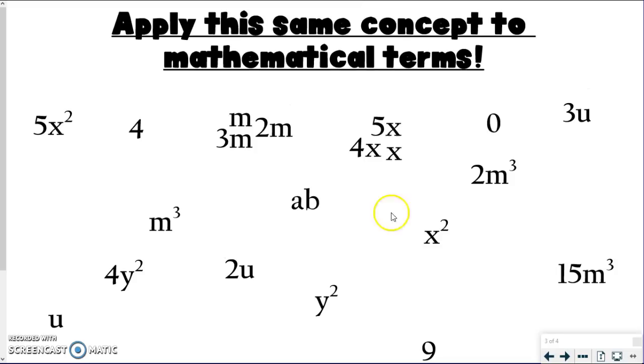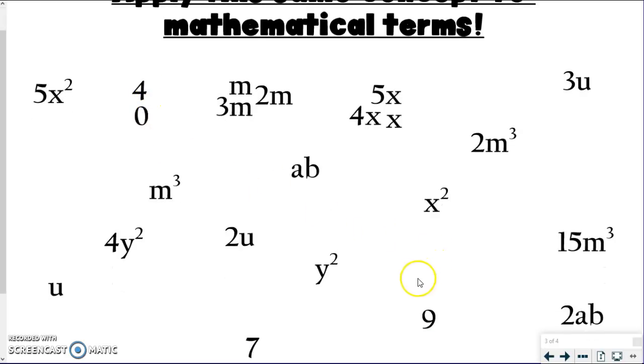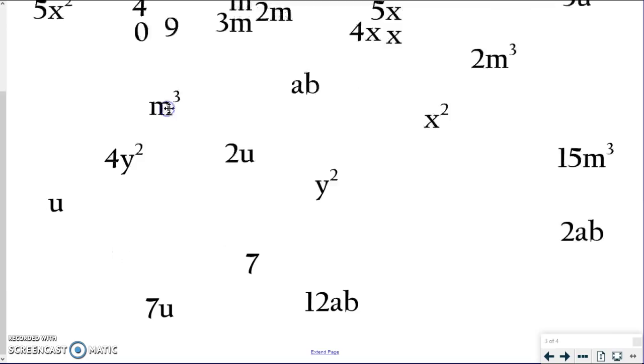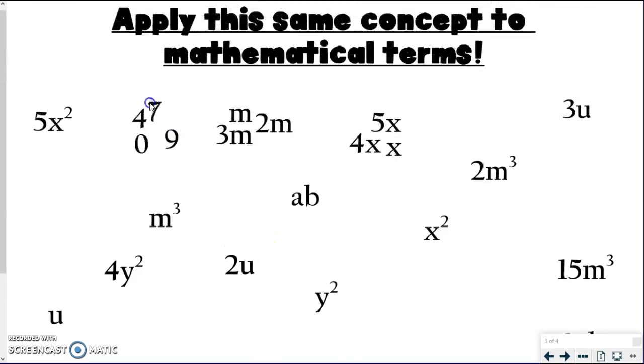All right, I'm noticing some of these, like, for example, there's 4 just by itself, so no variable, okay? And I see 0 is also like that. So I'm going to put those in a group. Remember, those are like constants, and so those would go together because they have no variable raised to no power. So I've got 4, 0, I've got 9, I've got 7. So those all go together, okay?